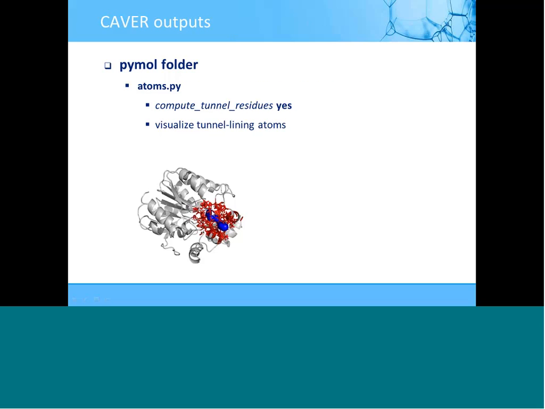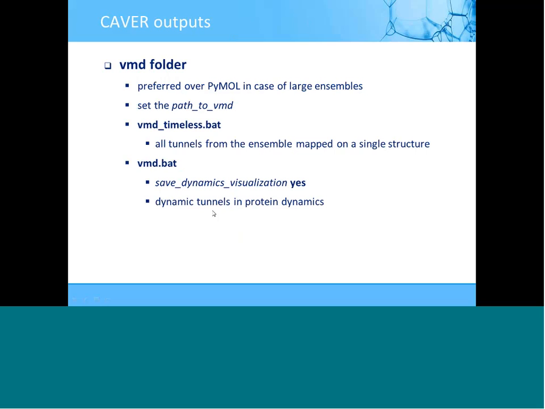And in case you will have a lot of structures, large ensembles, you can use VMD instead of PyMol, which can handle a larger number of structures. All you have to do is specify a path to your VMD executable, and then you work similarly to PyMol, either with all tunnels in one structure or analyzing the dynamics of tunnels and proteins at once.